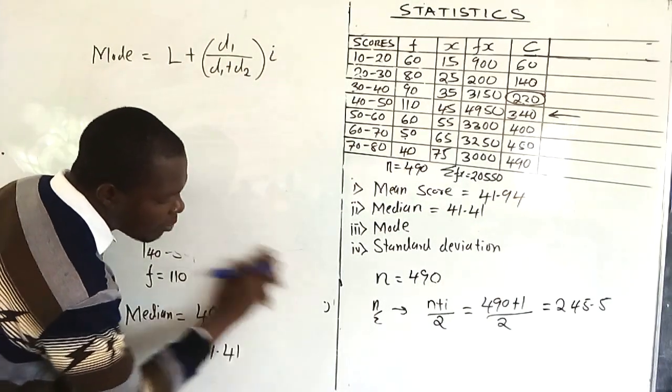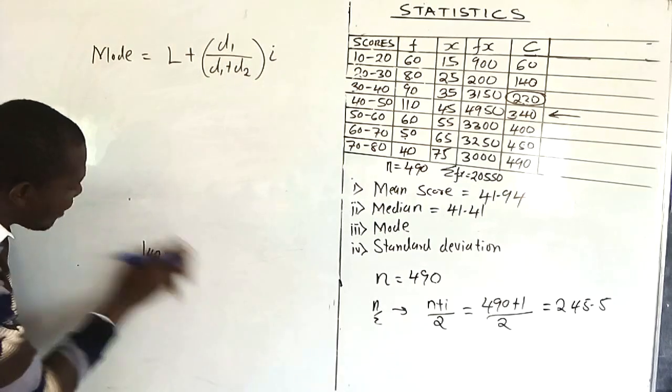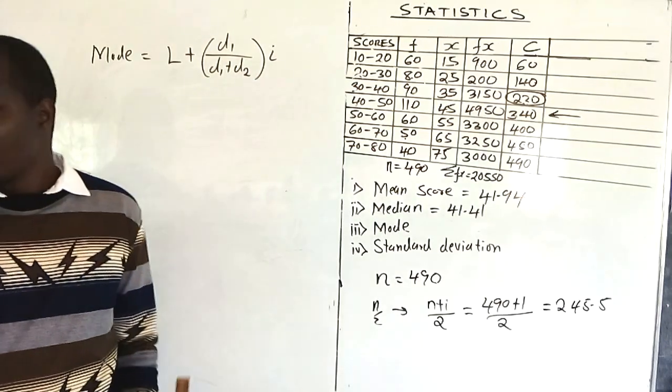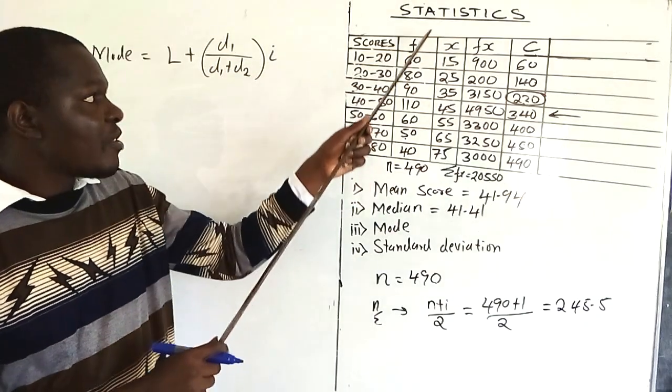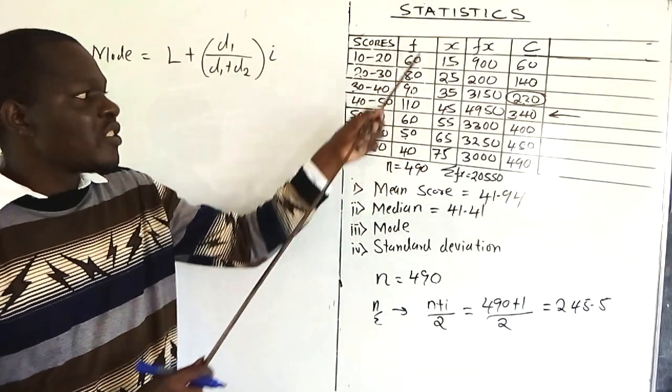So for you to determine the mode, what you need to do first is to determine the modal class, isn't it? So the modal class is the class with the highest frequency. So if you check the frequency here, which one is the highest frequency?